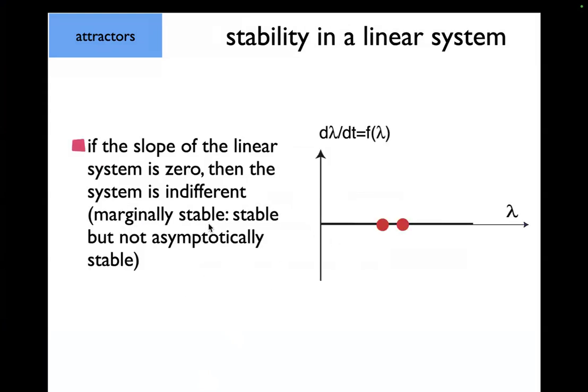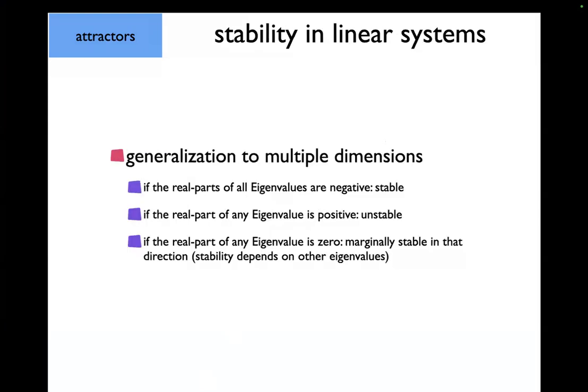Yeah, so sometimes physicists call this marginally stable. So it's not really asymptotically stable. This will be also something that we'll have a lot, for interesting reasons. Okay, that's linear systems. When you have multiple dimensions, you need to generalize. It's not the slope. You have to generalize that a little bit. I'll not explain that really.